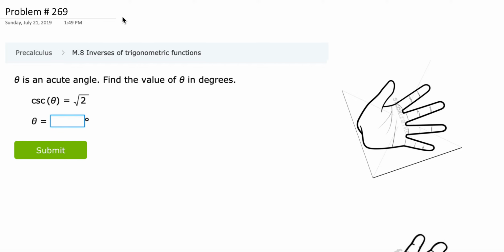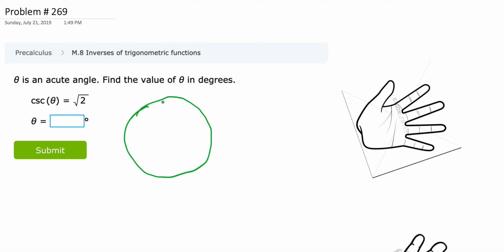Okay, so these are inverse trig problems, and they require you to understand the unit circle. All right, so I know on the unit circle, the most important quadrant to understand is quadrant 1. Because if you understand quadrant 1, then you can kind of figure out the other ones.